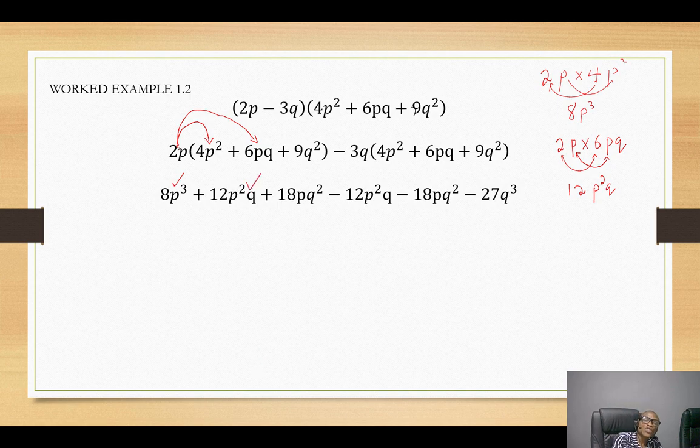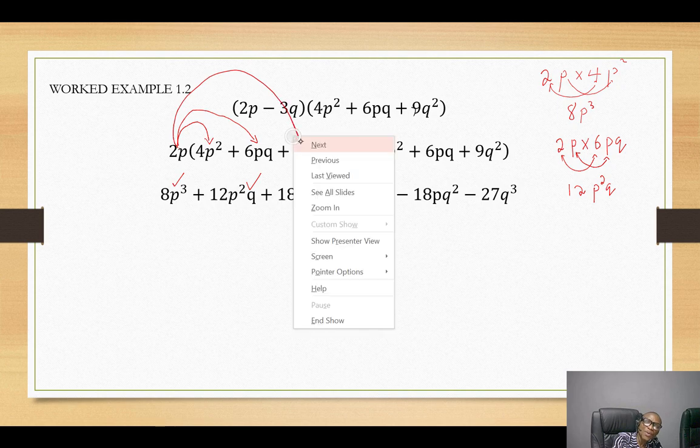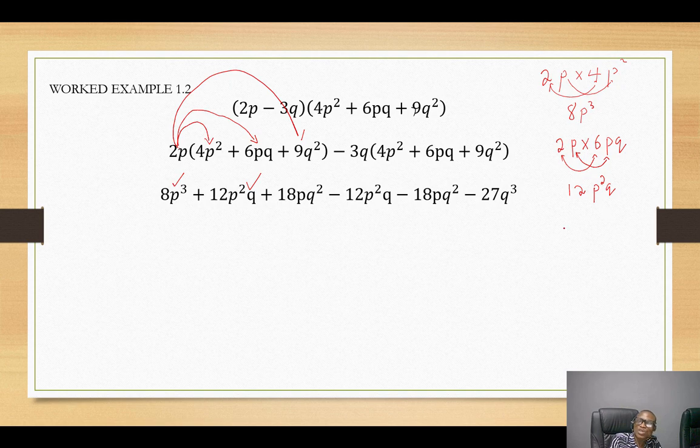Now we're going to multiply 2p with 9q squared. We know that 2 times 9 is 18. Since I prefer to start with p, it's going to be p q squared. It's going to be 18p q squared, which is this one.